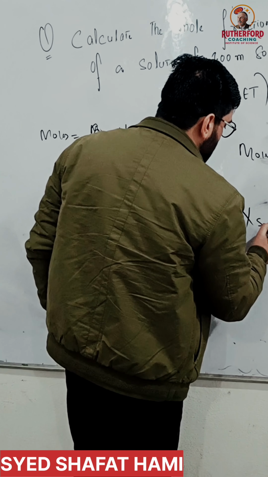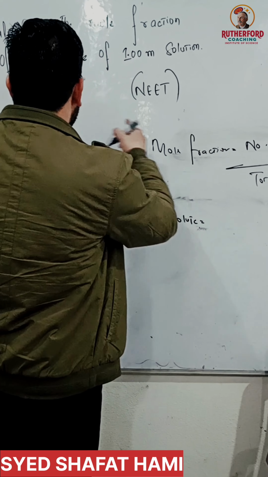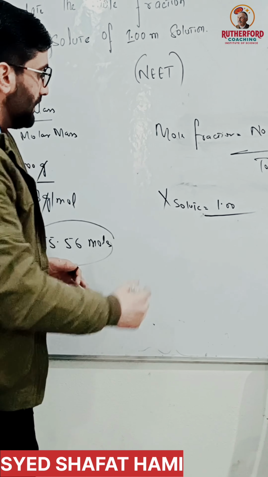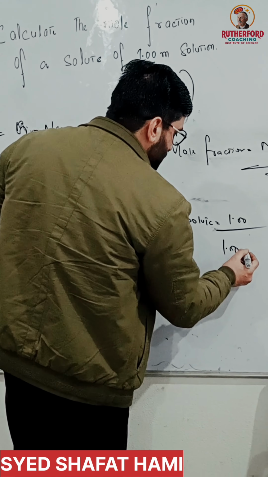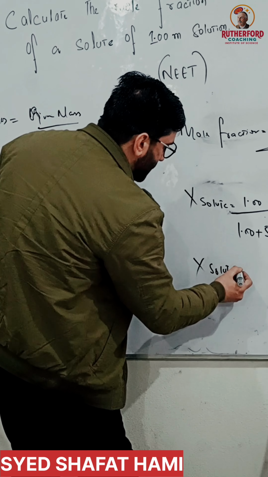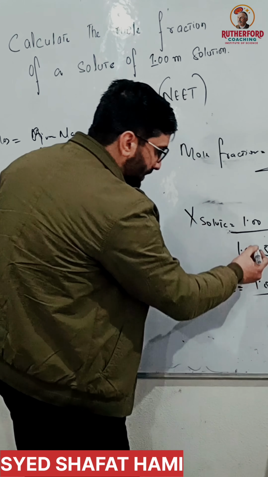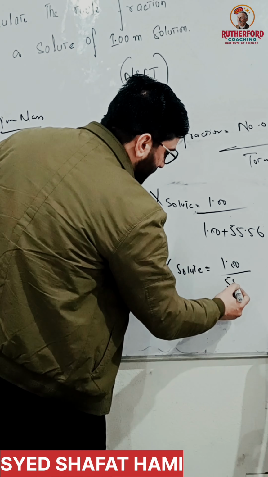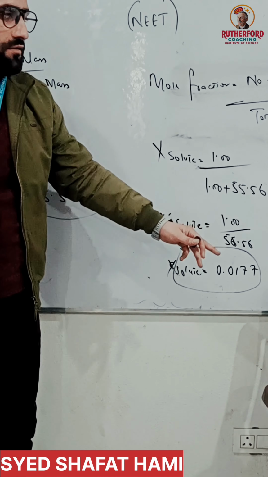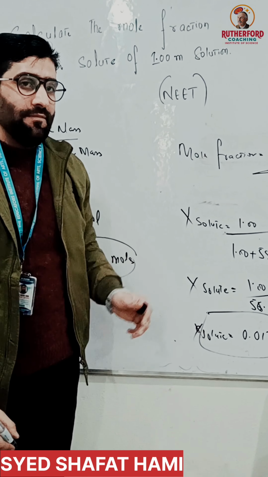We can say X solute is equal to the number of moles of solute given here, 1.00, divided by the total number of moles of solute and solvent. The moles of solute is 1.00 plus the moles of solvent is 55.56. When we calculate, X solute is equal to 1.00 divided by 56.56, which we get by adding. When we divide, we get the answer 0.0177. This is the mole fraction, and this is the answer of this question, which was also in the NEET examination. I hope you got it.